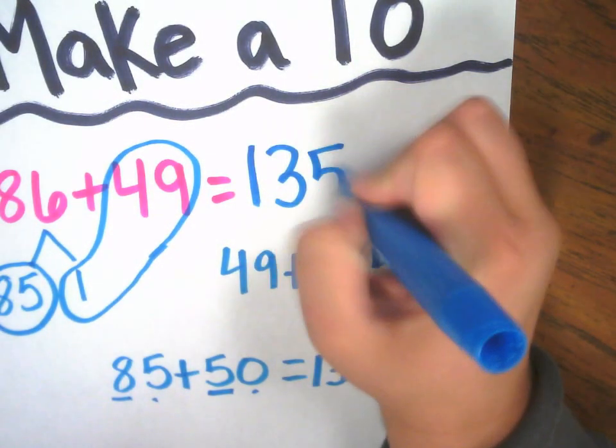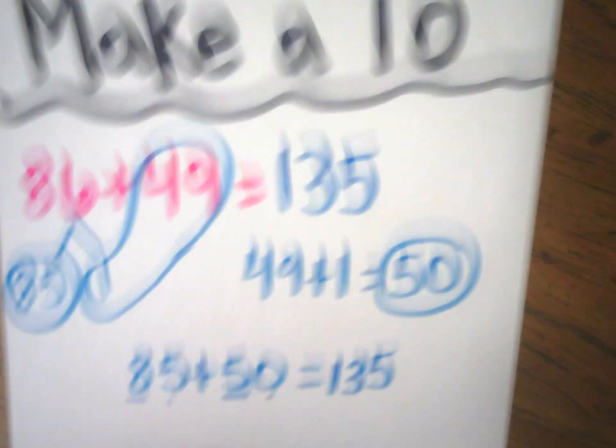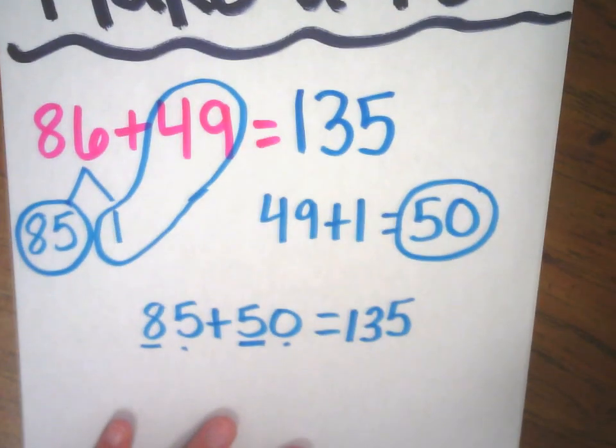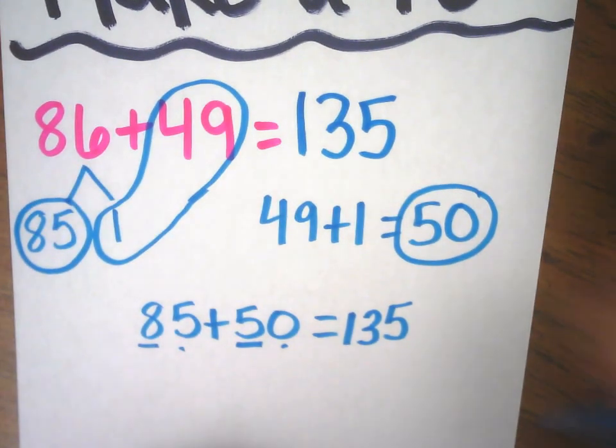So this strategy is make a 10. I'm trying to make a 10. So it's so important that we know our friends of 10. That is make a 10.